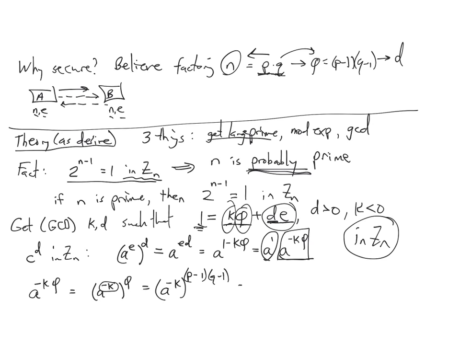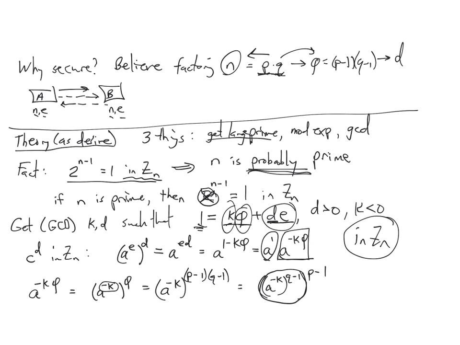Now we start to see why. So this we can write as a to the minus k to the q minus 1, and that quantity to the p minus 1. So this is just a number. Up here, I said something too weak. This is actually true for any x.